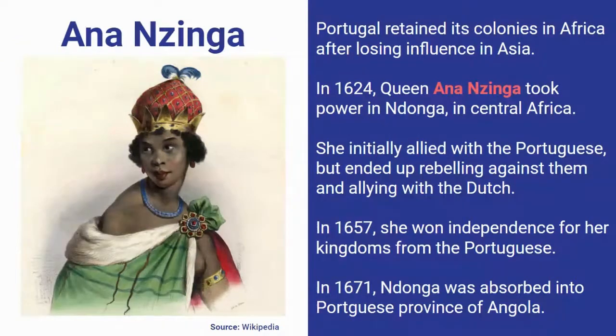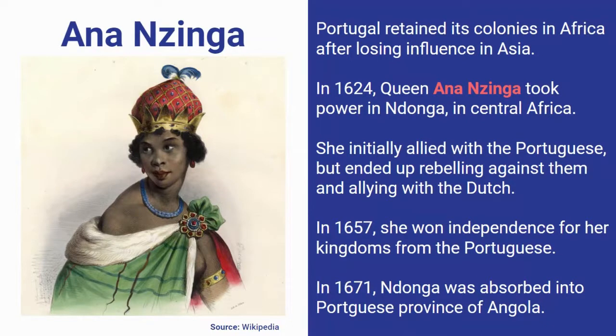So remember, Portugal lost its influence in South Asia. It retained its influence in South America, obviously in Brazil, but it also retained its influence in a lot of Africa, particularly in Central Africa. And so Queen Ana Nzinga is another person you should know. She was initially a Portuguese ally, but ends up allying with the Dutch and fighting back against them. She briefly wins independence for her kingdoms.